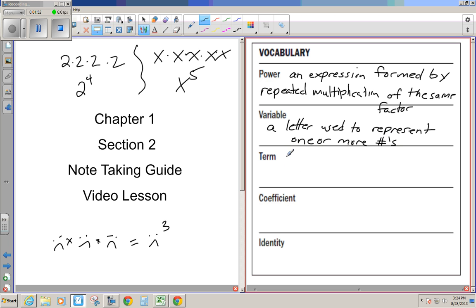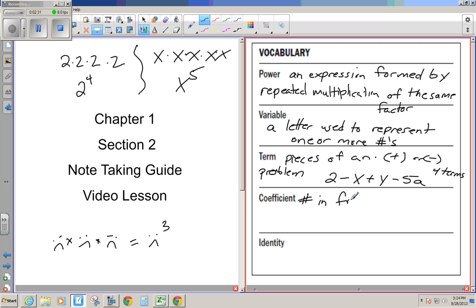So terms are basically the pieces of an addition or subtraction problem. So you could have 2 minus x plus y minus 5a. Each individual piece here is a term, and so there are 4 terms. Coefficients. Basically, they're the numbers in front of a variable.